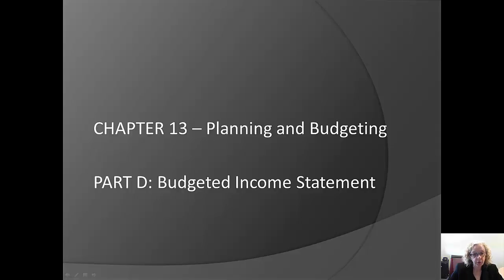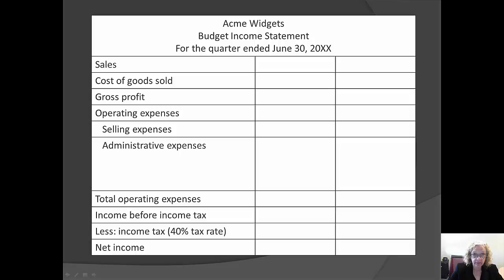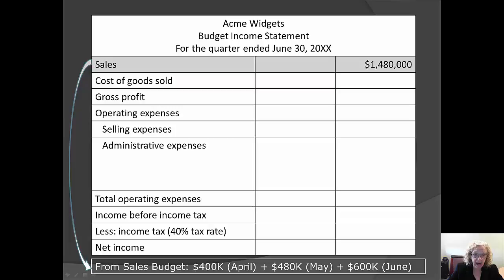Let's talk about how to prepare a budgeted income statement. Basically, it's very much like preparing an actual income statement. The only difference is it's based on budgeted amounts, not actual amounts. So, like any income statement, we start with sales revenue. We have this information from the sales budget.